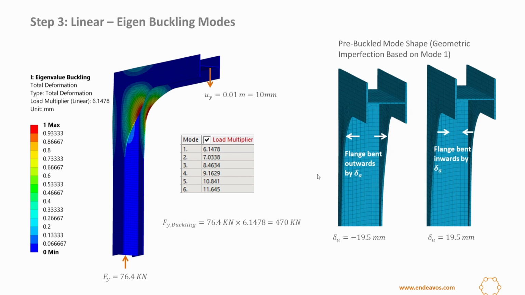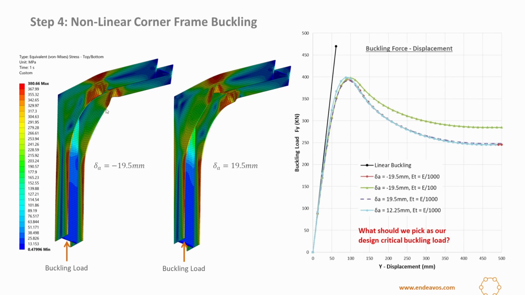In the case of the DNV document, they are taking a value of 19.5 millimeters. This is based on a code that they're using, so we will go by that. I'm going to use 19.5 millimeters as my pre-buckled mode shape or geometric imperfection. I will show the buckling results with this deflection outwards, so the number in this case is minus 19.5 millimeters, and a second case where this is inwards, and we will compare the results of both.